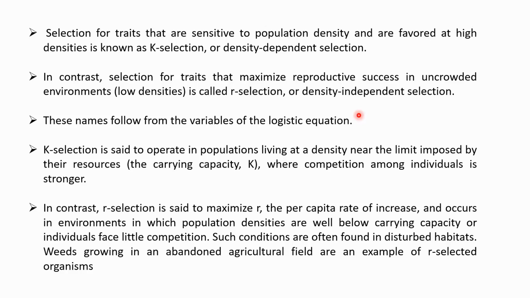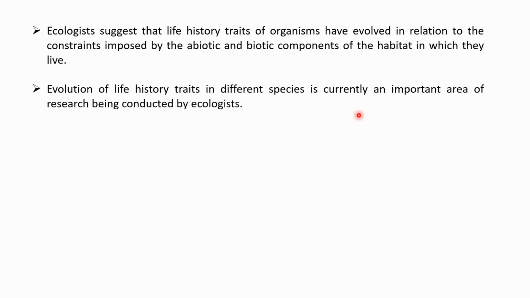These are the life history traits that a population follows, and ecologists suggest that the life history traits of organisms have evolved in relation to the constraints imposed by both the abiotic and the biotic components of the habitat. Abiotic components may be the availability of soil, water, sunlight and temperature, while the biotic components that may pose constraints on the survival or life history traits of organisms may include competition, predation, or different kinds of interactions that occur between the different individuals of the species.